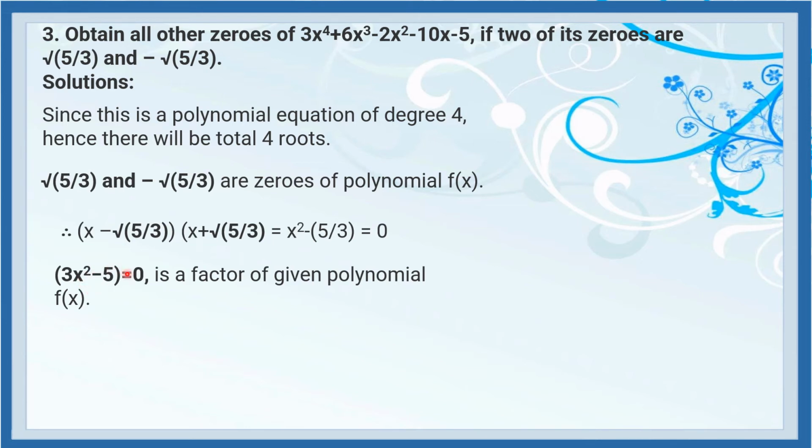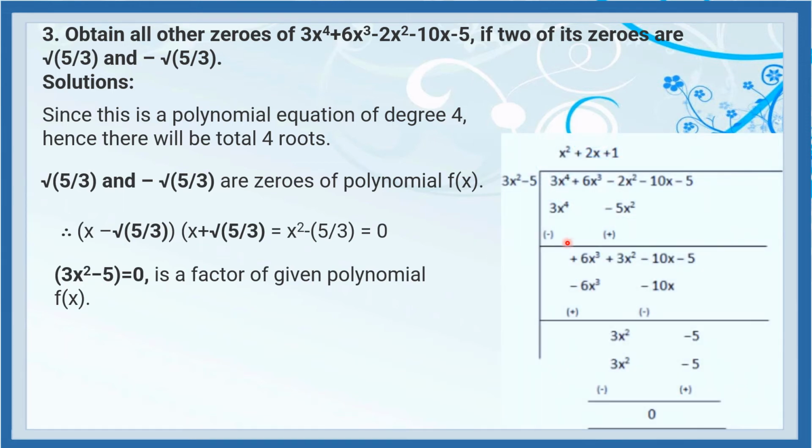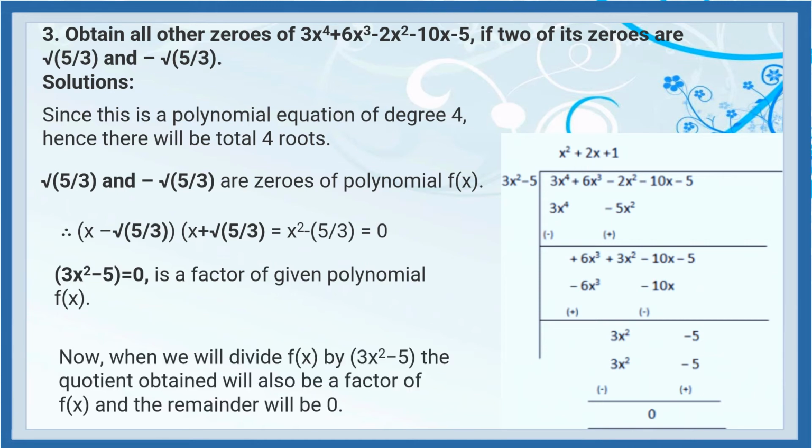Now we got one factor, isn't it? Now we divide this polynomial by the quadratic polynomial 3x square minus 5. Okay, so we get the remainder as 0. If we get the remainder as 0, then this is the factor, isn't it? So we get x square plus 2x plus 1 and 3x square minus 5 as the factors of this. So the next step is to find the zeros. We should find the factors of this quadratic polynomial x square plus 2x plus 1. Let us do that.